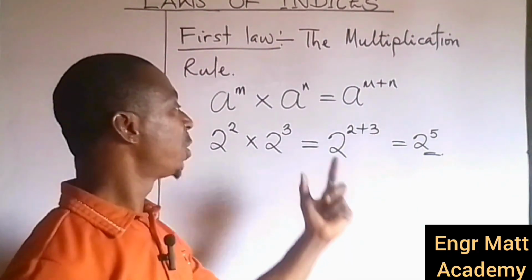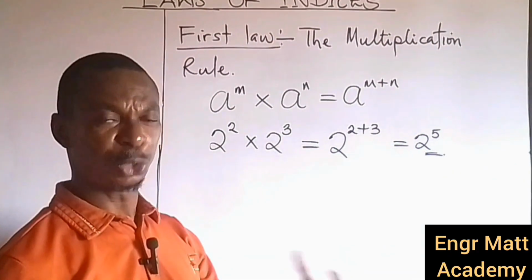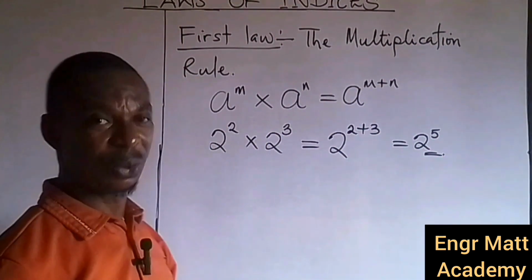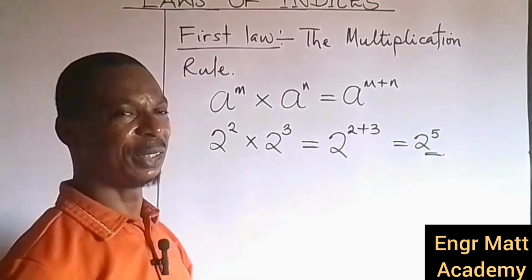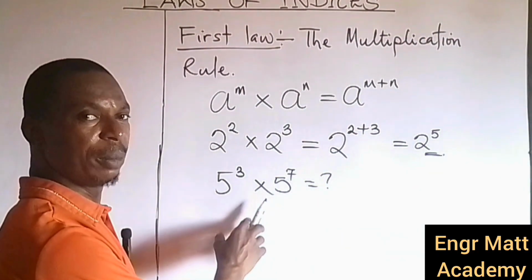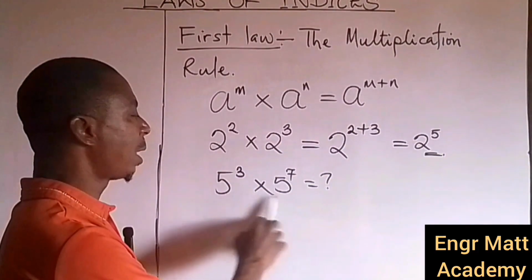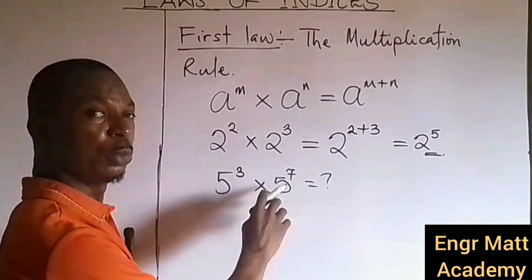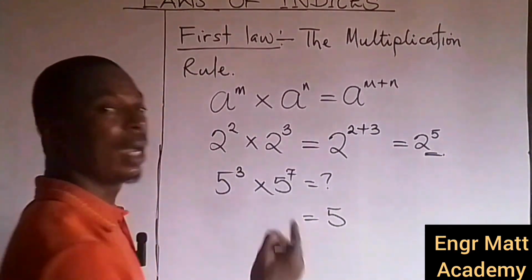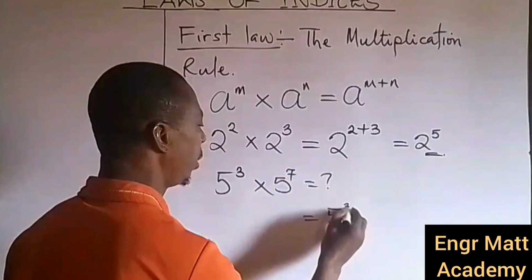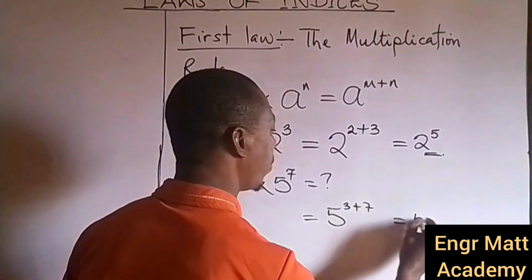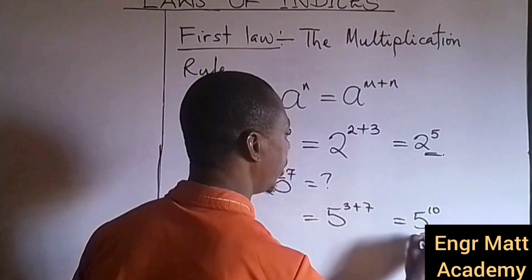Now tell me, which method is simpler, shorter and easier? The expansion rule or the first law of indices? Let's see another number. Obviously, this is a multiplication problem and the base numbers are the same. So what do we need to do? We retain the base number 5 and we add the powers 3 plus 7. This will give us 5 to the power of 10.